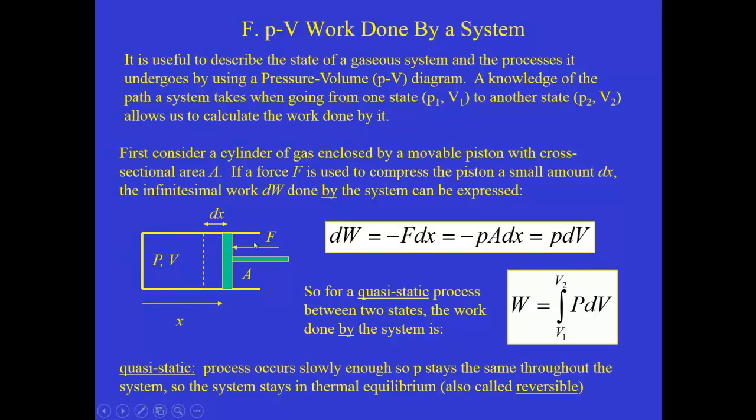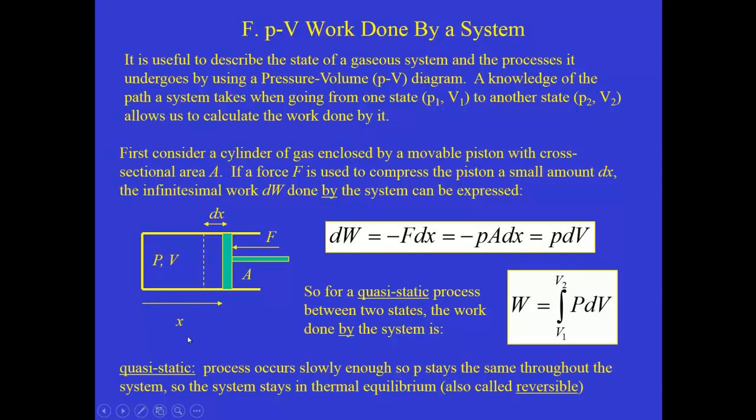And in that kind of situation, we'd have to calculate the work differently. So we're imagining here that these kinds of processes are happening slowly enough so the gas molecules quickly adjust and maintain a certain pressure throughout the entire system. If that's the case, then adding up all these infinitesimal amounts of work done means that we have the integral from the initial to the final volume of the quantity pdV.